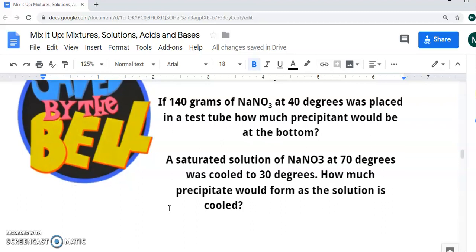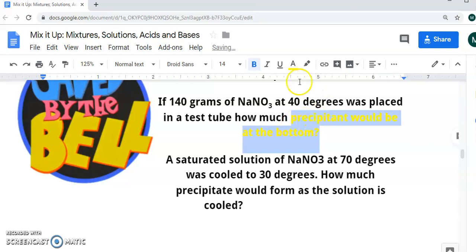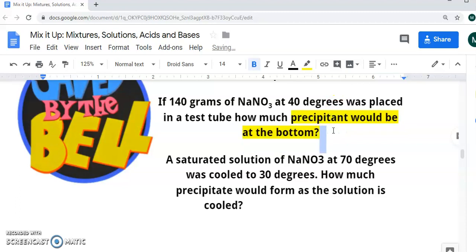It says, if 140 grams of NaNO3 at 40 degrees was placed in a test tube, how much precipitant would be at the bottom? Anytime we're looking for precipitant, when you see something like this, you're going to subtract. That is an indicator you're going to have to subtract because I want to know how much is left. So to do this, you have to find how much is saturated at 40 degrees. Before you can do anything else, you have to know the saturation point. That's always your first step.